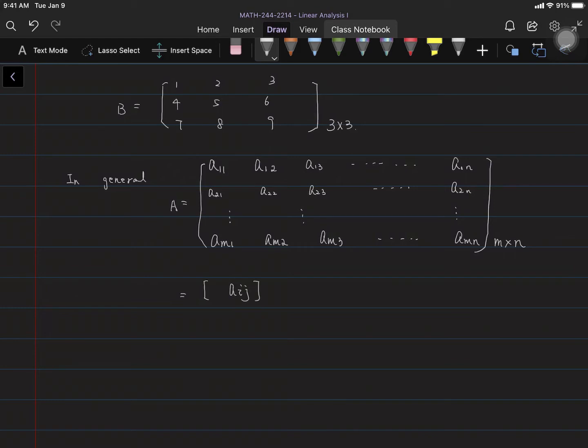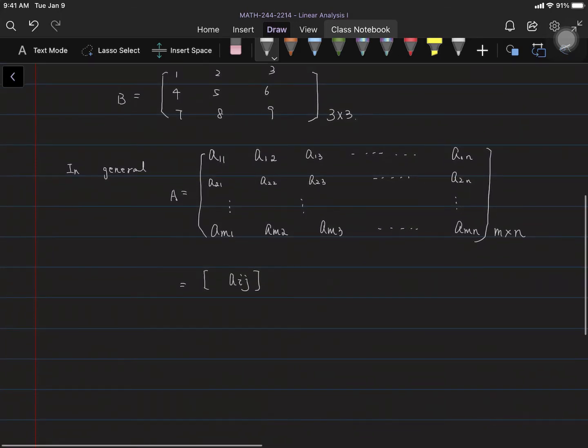Okay, let's take a look at an example. Let's take a look at this matrix: 1, 2, 3, 4. Let's write down the entries or elements. So A11 equals what? A12 equals what? And A22, A21. Let's take a look.